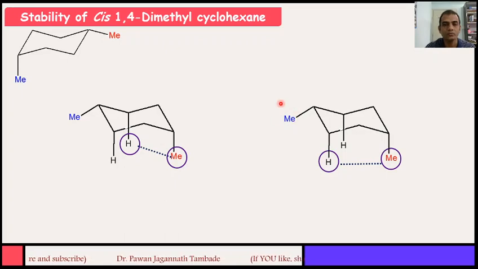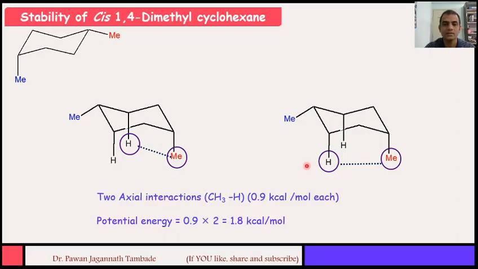However, the methyl group which is present at equatorial position does not show any such interaction, and thus the energy of this molecule is raised by 1.8 kilocalorie per mole, which is because of two axial interactions between axial methyl and hydrogen atoms. So, the potential energy of this cis molecule is 1.8 kilocalorie per mole.